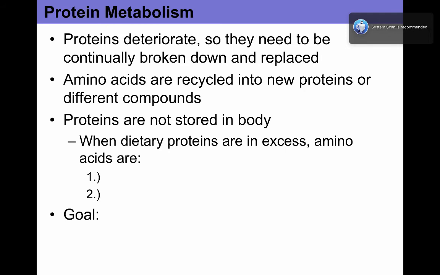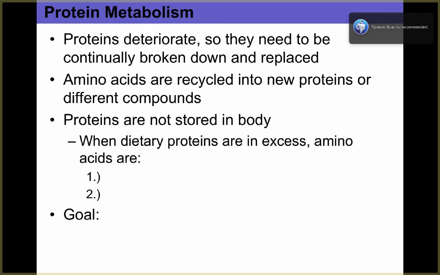And so this last part we're going to talk about is protein metabolism. And proteins are deteriorated, so they need to be continuously broken down and replaced. Amino acids are thus recycled into new proteins and different components. Proteins are not stored in the body. When dietary proteins are in excess, basically amino acids are either oxidized to energy, which is what we've been talking about, or converted to fat.